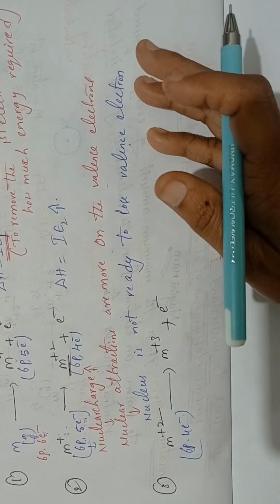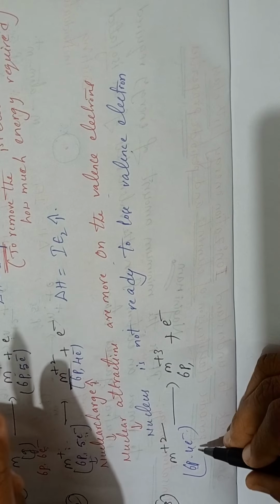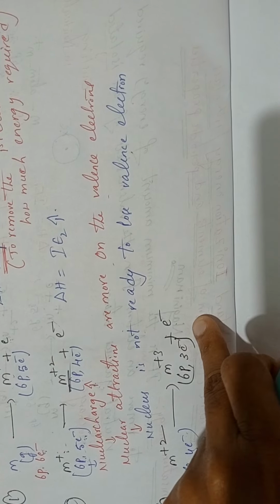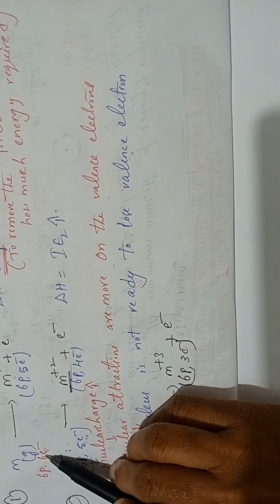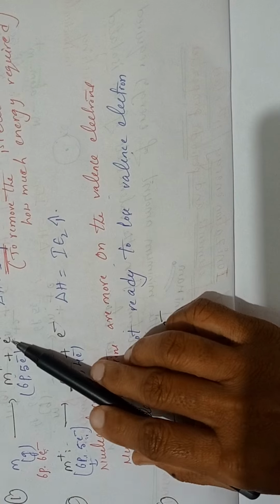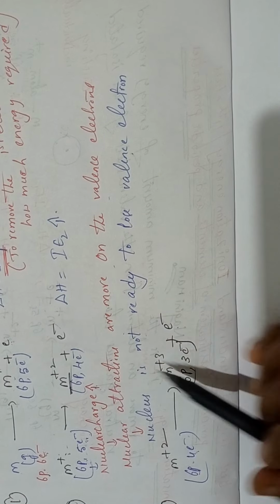So in this case, students, M plus 3 means how many protons? 6 protons. How many electrons, students? 4 electrons, 1 electron lost, so here it became 3 electrons. Total 6 electrons are there in the metal atom. One electron lost, second electron lost, third electron.